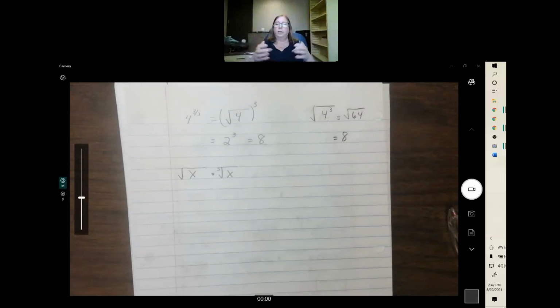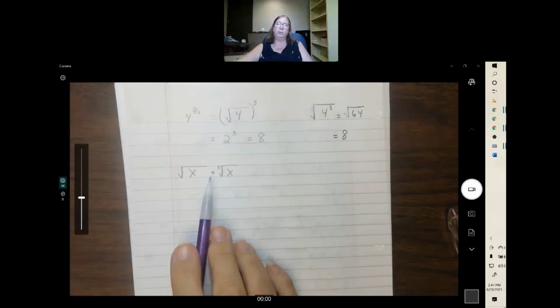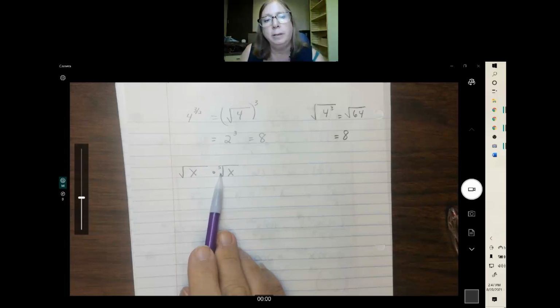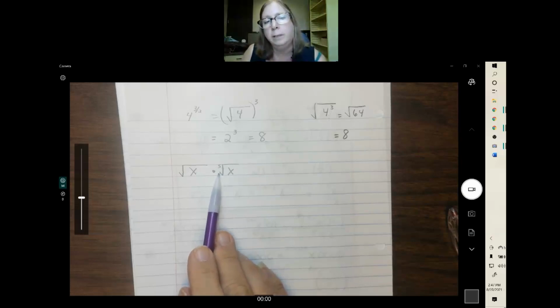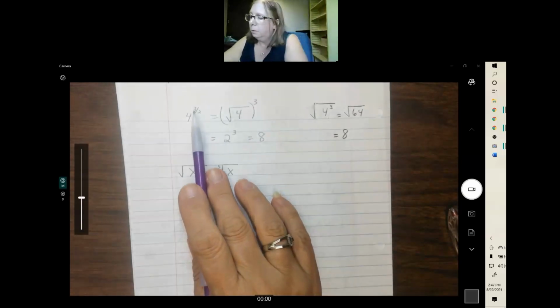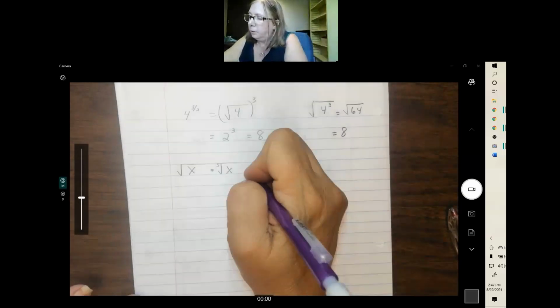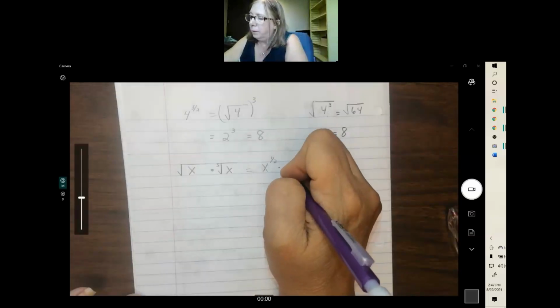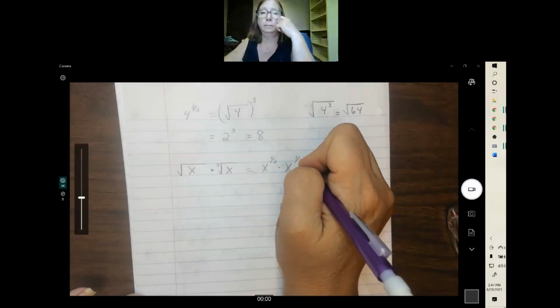This one. Now we have 2 radicals, but you can't just combine them because the radicals are different. This one's a square root. When there's no number, it's a 2. And this one's a 5th root. So you need to be careful of that. We can't combine them. You want to rewrite them as radicals. So the first one is x to the 1/2. The second one is the x to the 1/5.